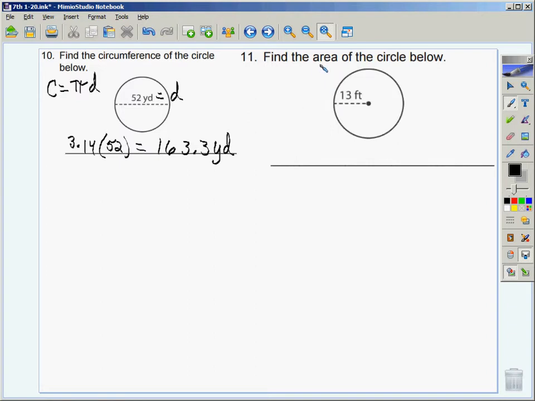On number 11, they want me to find the area of the circle. And they gave me what? The radius. 3.14 times 13 times 13. That's what it means to be squared. Multiply it by itself. 530.7. Again, I should put units there because it's area, it's feet squared.